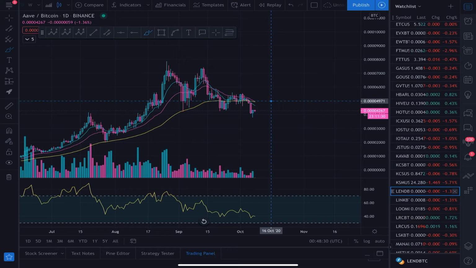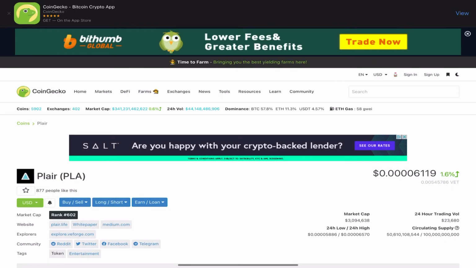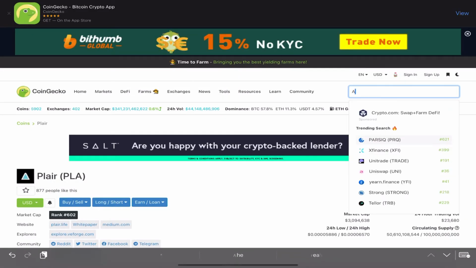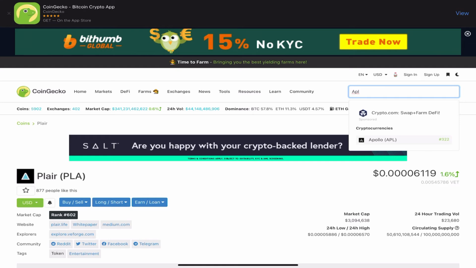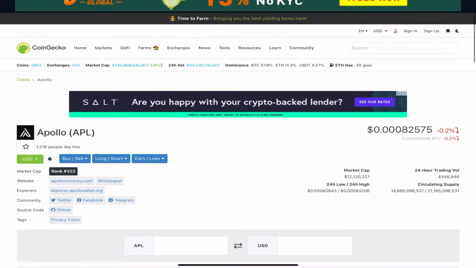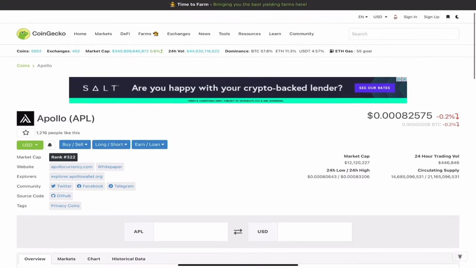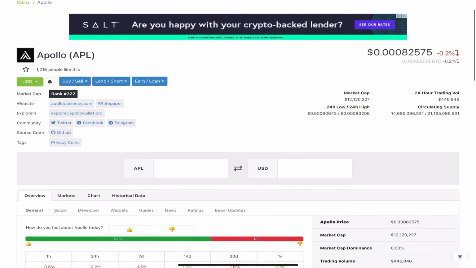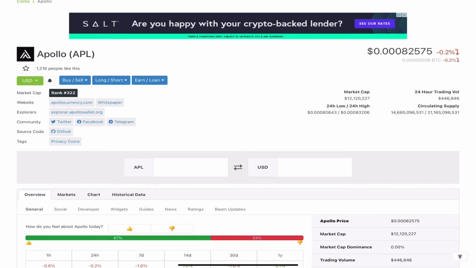Another coin request that I got was Apollo. I took a look, tried to find it on TradingView. It is not available on TradingView, so we're going to have to go and take a look inside of CoinGecko here. So another micro cap. Its total market cap is 12 million, very, very low. Its 24-hour trading volume is $446,000, extremely low. This is basically a completely illiquid coin.